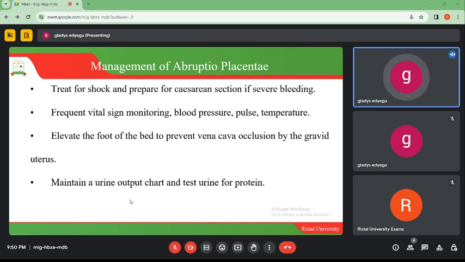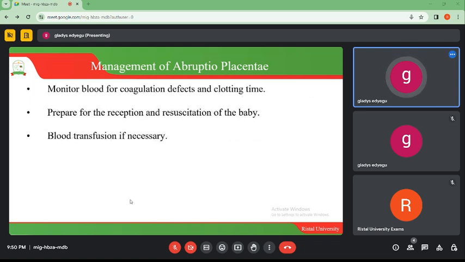Maintain a urine output chart and test urine for protein. Having mentioned, the urine output should be maintained at 30 ml per hour, and that can be done basically by consistently maintaining the fluids and also transfusing this mother.